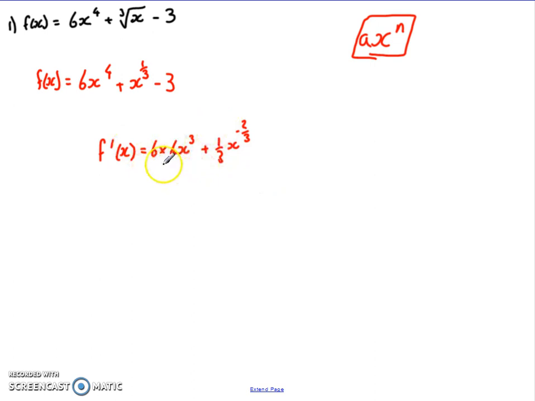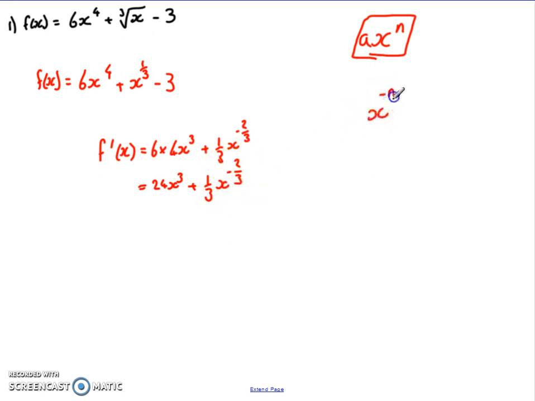And then it's a case of simplifying them as much as you can. So first one, 6 4s are 24, so I get 24x cubed plus 1/3 x to the negative 2 over 3. Now remember, this sort of one here, x to the negative 2 over 3, can be written in a slightly different form. Some questions will say to you, write all your answers with positive indices, and in that case, you'd have to modify this.